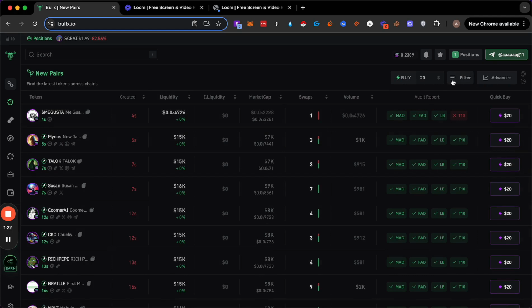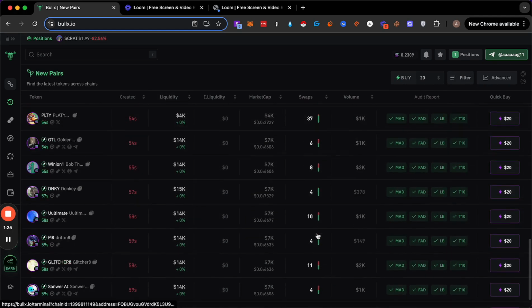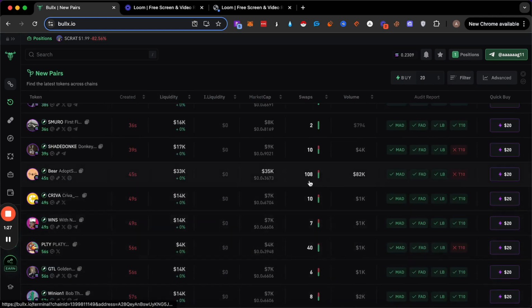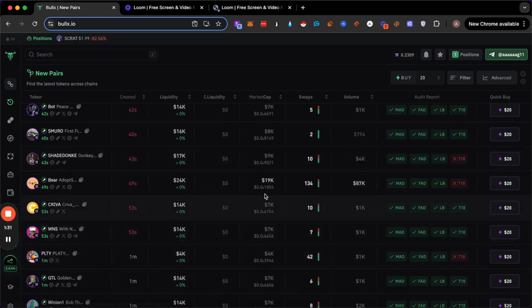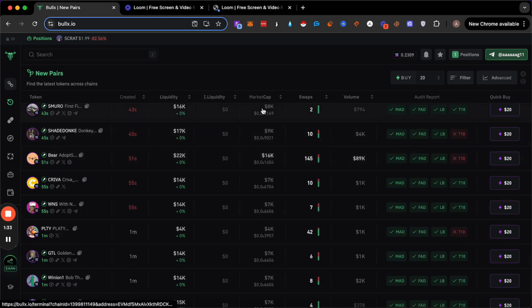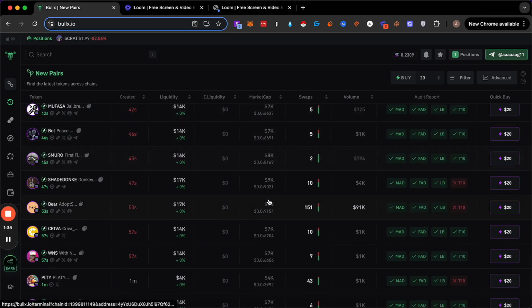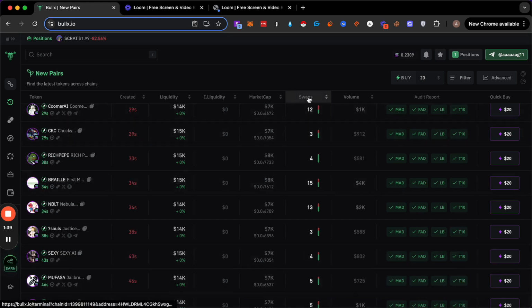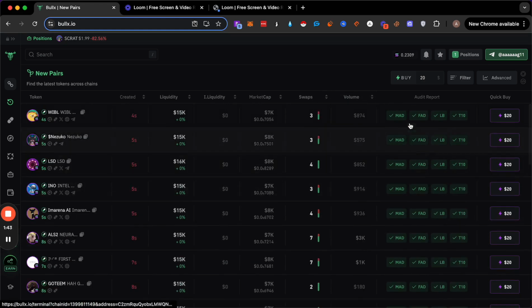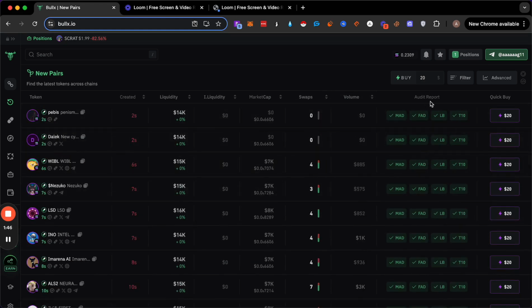If you take a look at these, you can see this one's already seen 105 swaps. This one has already seen 40 swaps in the last minute. So obviously you're going to want to look for coins that are trending upwards, where the market cap is going up, and you see a good amount of swaps and trading volume. And of course, you're also going to want to take a look at the audit report.